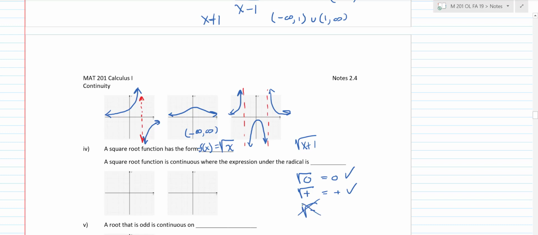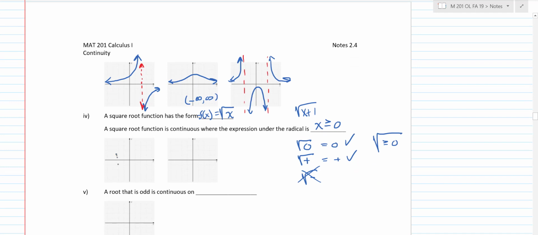So what you've got to think about is whatever's under the radical must be greater than or equal to 0. A square root function is always going to be continuous where the expression under the radical is greater than or equal to 0, right?